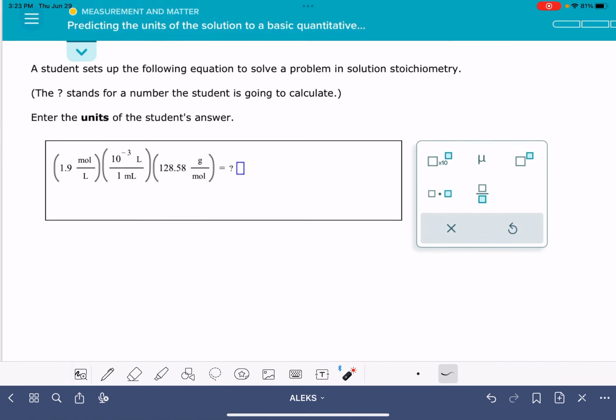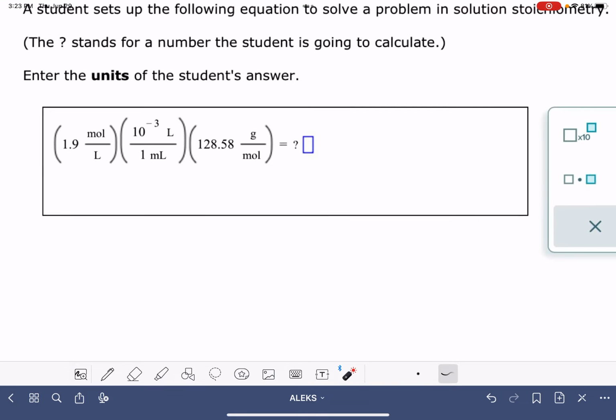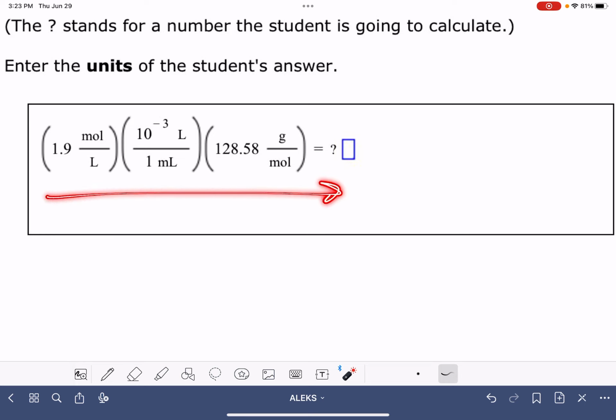In this video, I'm going to show you how to solve the ALEKS problem called predicting the units of the solution to a basic quantitative problem. There are two versions of this problem. One version like this just has a bunch of numbers that are being multiplied by each other. The problem is asking you to determine the units of the answer to this problem.